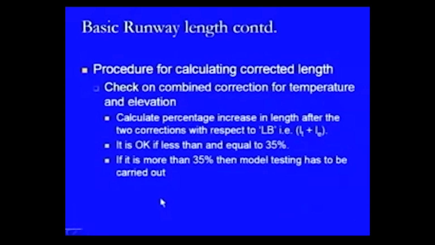Then we come to the checking of the combined correction for temperature and elevation. The combined correction is LT plus LE, and this is okay if it is less than or equal to 35%. But if it is more than 35%, then we have to go for model testing and examine whether this is right or wrong.